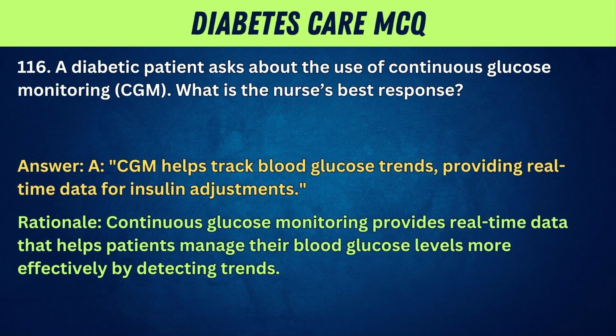Answer: A. CGM helps track blood glucose trends, providing real-time data for insulin adjustments. Rationale: Continuous glucose monitoring provides real-time data that helps patients manage their blood glucose levels more effectively by detecting trends.